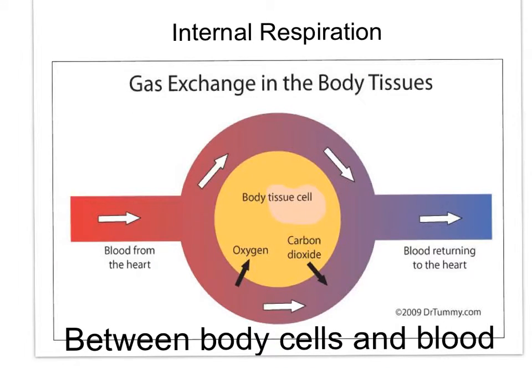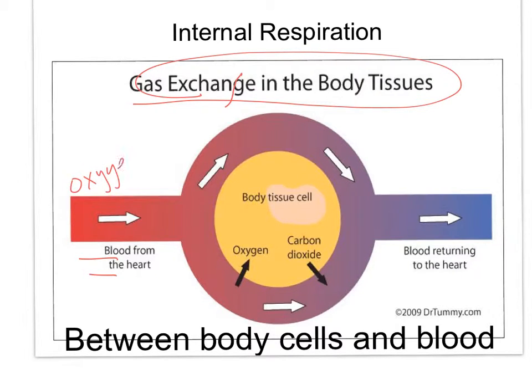So internal respiration is what is happening now between the gas exchange in the body tissue. All right, so now I've got blood coming from the heart. The left side of the heart is pumped, and now I have oxygenated blood. So it's got blood that is high in O2 and low in CO2. And it is going to go now to the body tissues.